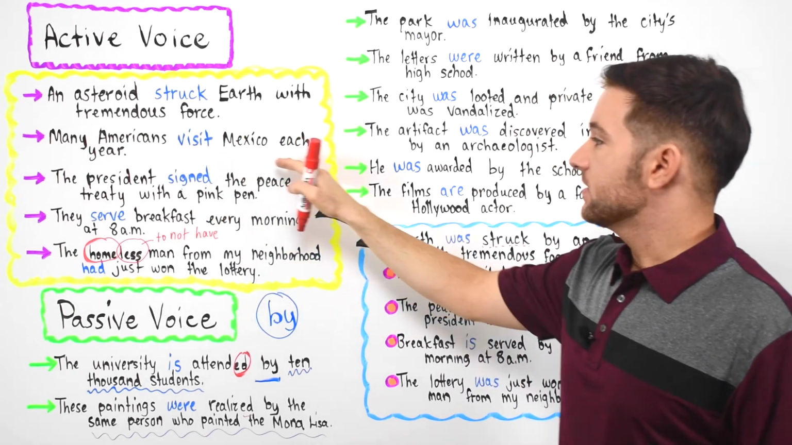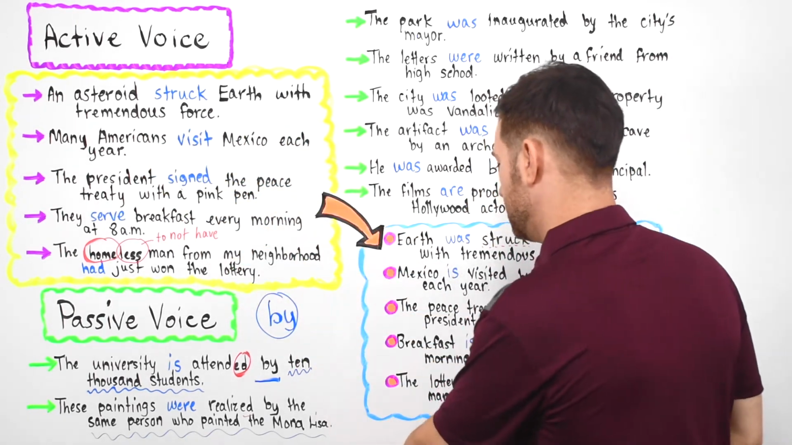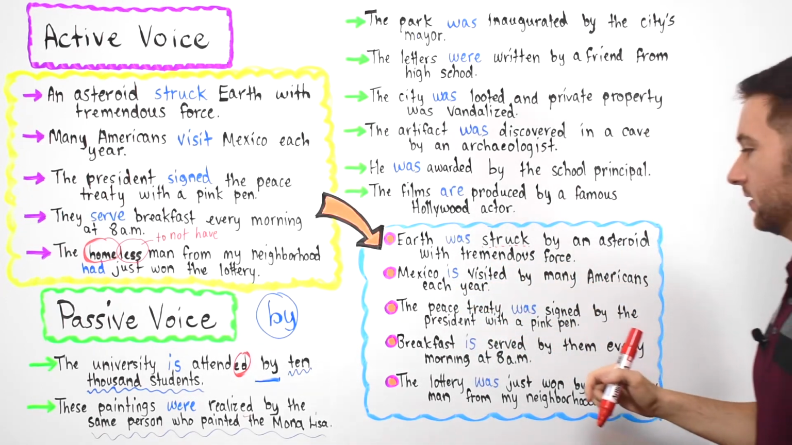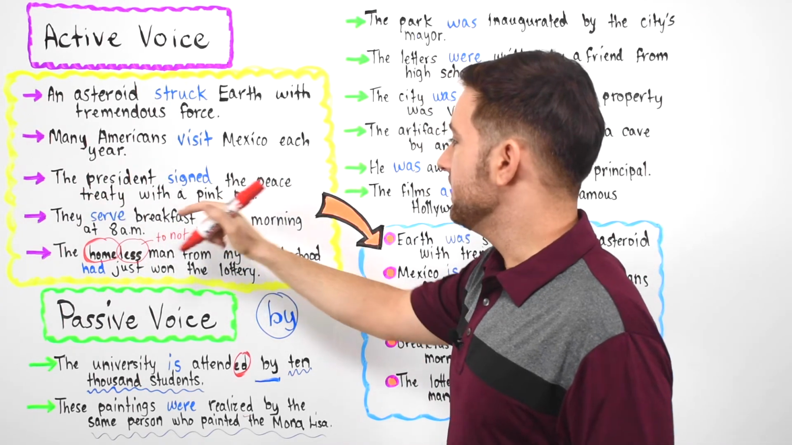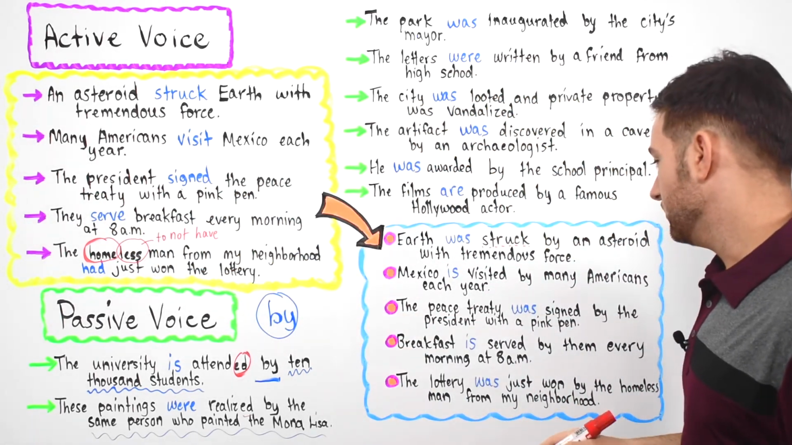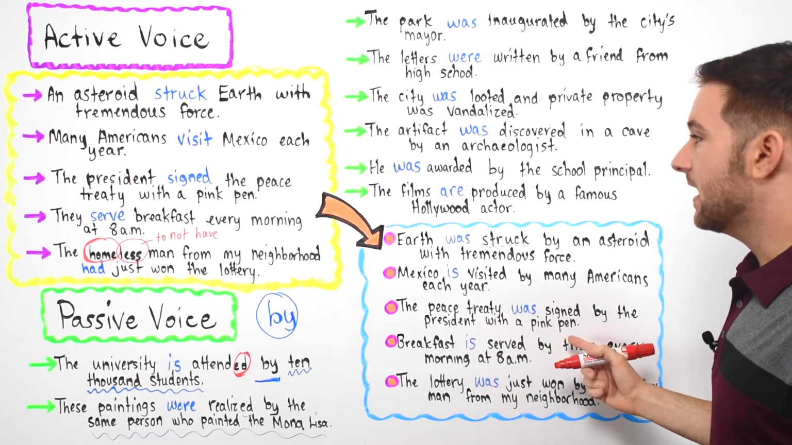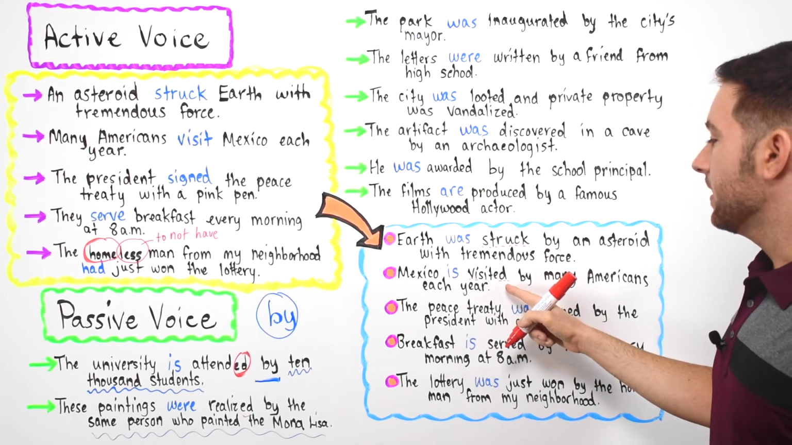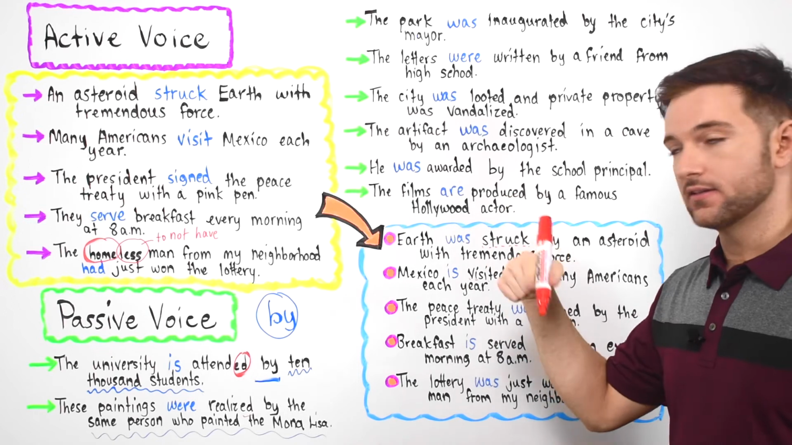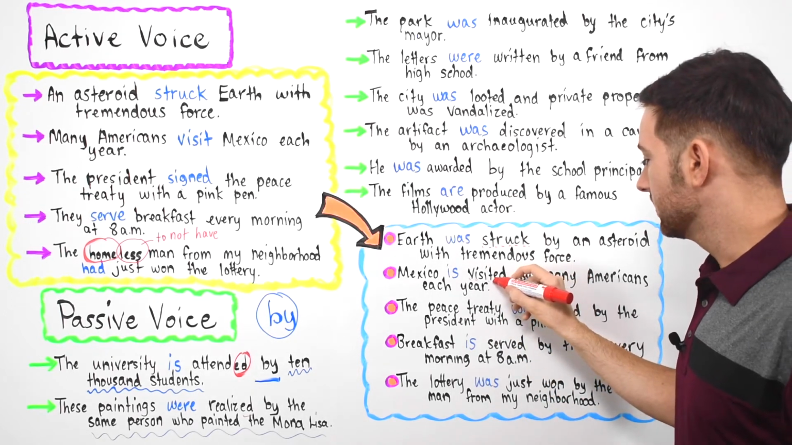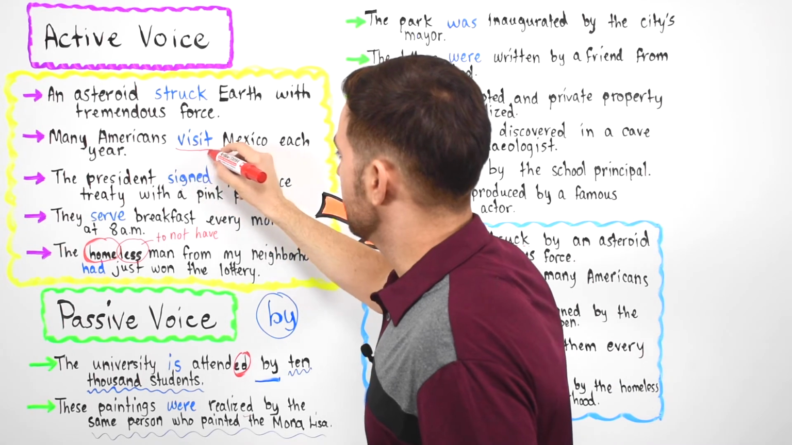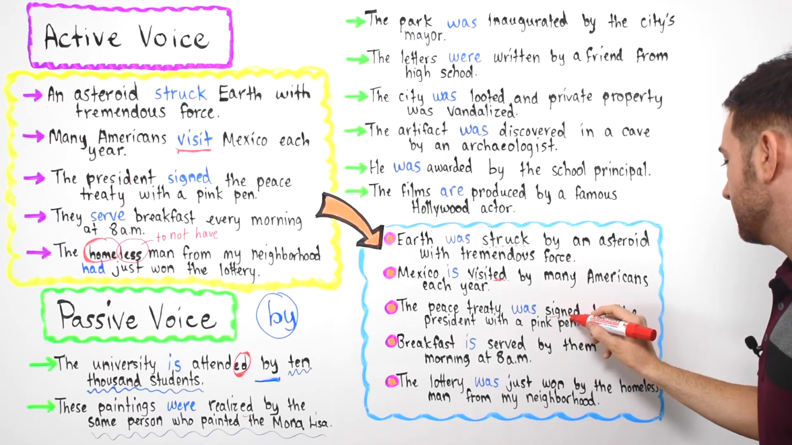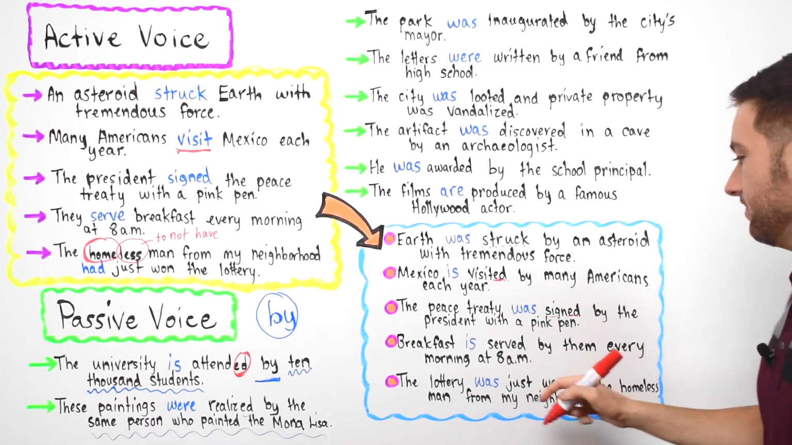Many Americans visit Mexico each year. Okay, becomes Mexico is visited by many Americans each year. And then we have the president signed the peace treaty with a pink pen. Okay, which becomes the peace treaty was signed. Okay, here we have visited, right? Because remember, we have to put it in the past participle. So we have visited with ed here instead of the present form of visit in this example. So the peace treaty was signed, also past participle, by the president with a pink pen.